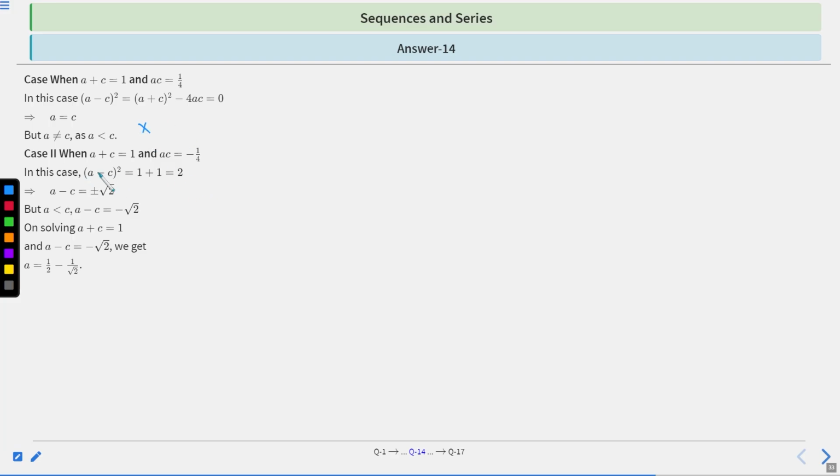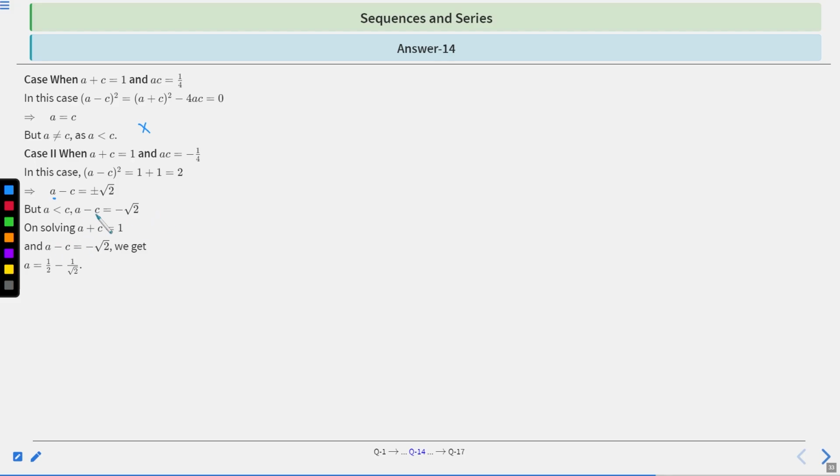Now let's suppose case 2, when a plus c is 1 and ac is minus 1 by 4. In this case, (a minus c) square is (a plus c) square minus 4ac, which is 1 plus 1, which is 2. So a minus c is plus or minus root 2. But a is less than c, so a minus c will be negative. So a minus c is minus root 2.